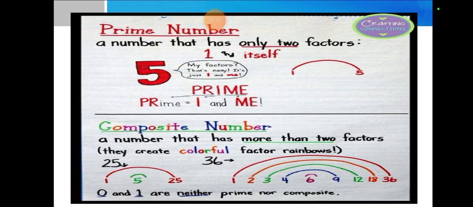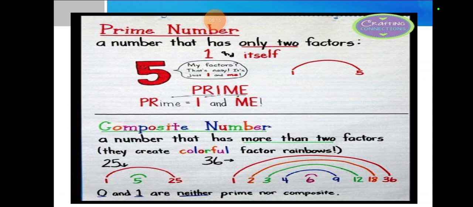A number that has only 2 factors, 1 and the number itself, is called a prime number. So if you look at the number 5, what is it? Prime, yes. My factors are easy: I have just 1 and me. So there is only 1 five, and it is odd and also a prime number. So prime equals 1 and me.